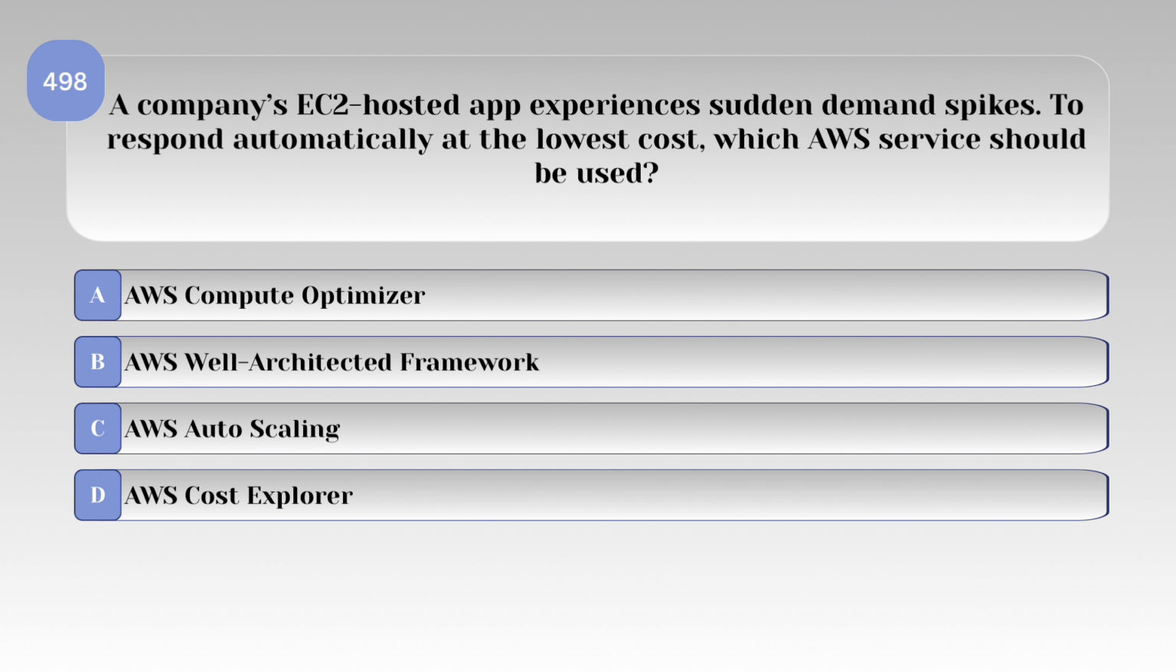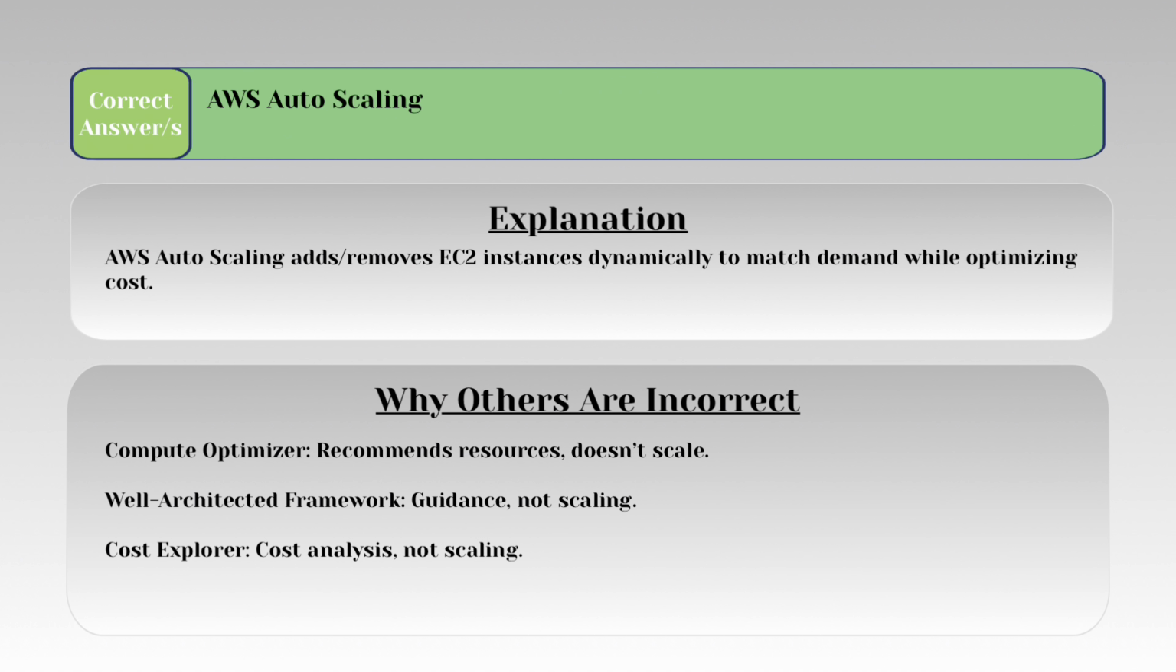Correct answer, AWS Auto Scaling. Explanation, AWS Auto Scaling adds/removes EC2 instances dynamically to match demand while optimizing cost. Why others are incorrect, Compute Optimizer, recommends resources, doesn't scale. Well-Architected Framework, guidance, not scaling. Cost Explorer, cost analysis, not scaling.